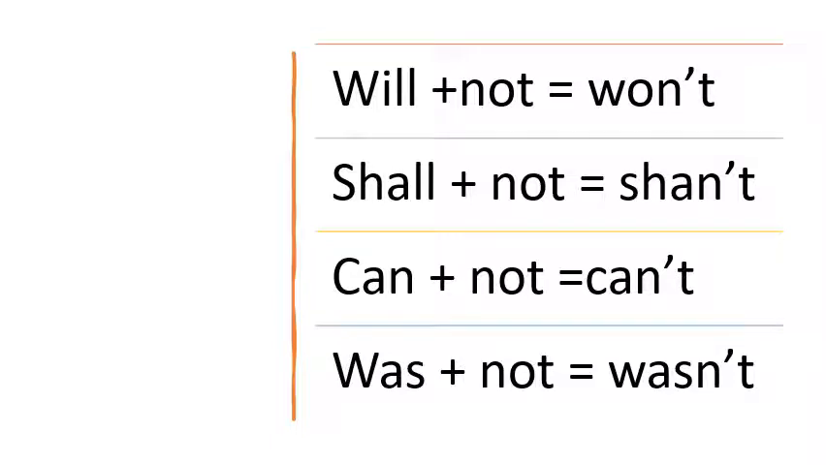Now, how do you abbreviate will plus not? Will plus not is won't. Shall plus not, shan't. Can plus not, can't. Was plus not, wasn't. Were plus not, weren't. Is plus not, isn't. Are plus not, aren't.